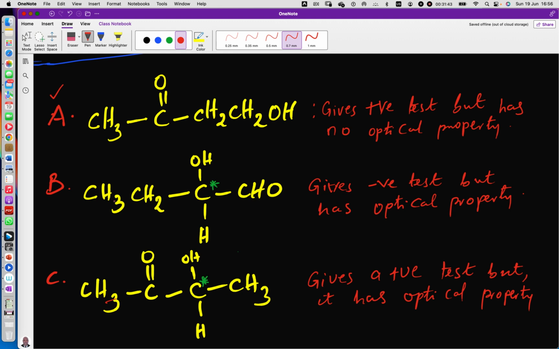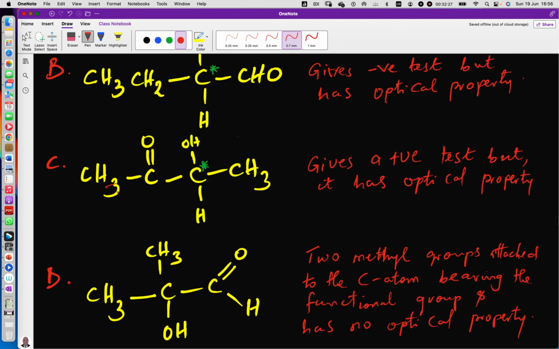B must have a methyl group. It has but an ethyl group. This is not a methyl group. So this one will not give a positive test with alkaline aqueous iodine, because instead of a methyl group, it has an ethyl group. And it has an optical property because it has an OH group, CHO, hydrogen, and the ethyl group. So this one gives a negative test but has optical property. It has also failed the test. So let's go to C.